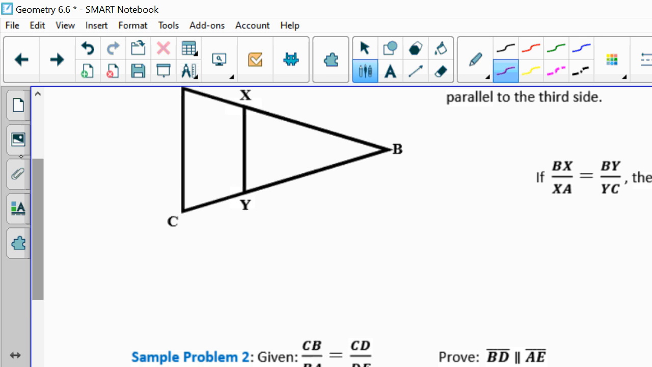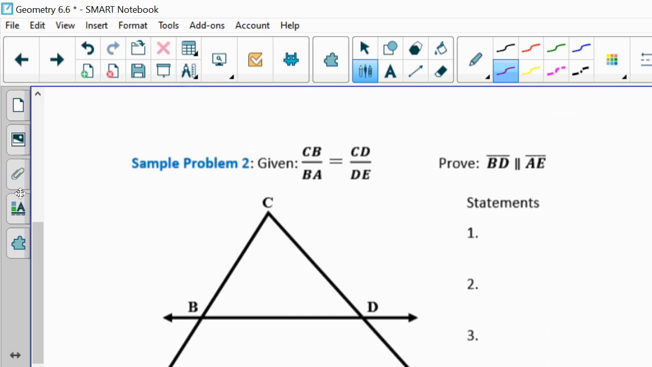All right, we're going to look at another proof. So this proof, given CB is proportional to BA, which equals CD proportional to DE, they want me to prove that BD is parallel to AE. So we always start out with our given. So my very first statement, CB over BA equals CD over DE, given.